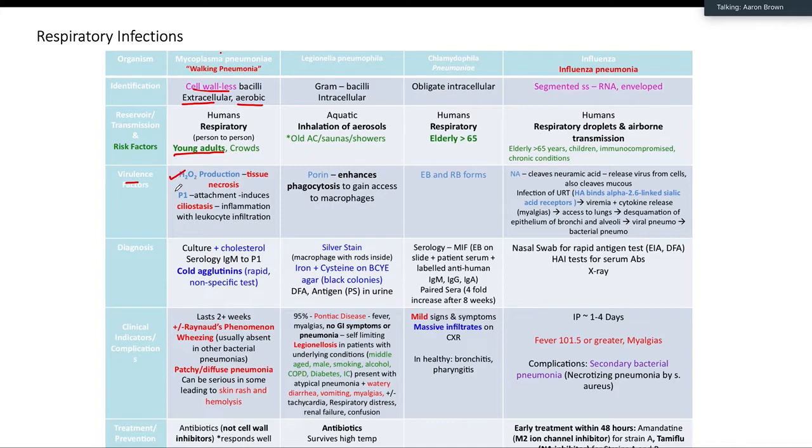Great. Some of the more important things that I'd like you to remember that are special about this is that it's associated with Raynaud's phenomenon, as well as these cold agglutinins. Okay, so cold agglutinins can cause cold hemolytic anemia, where when your blood cells reach the periphery, there are IgMs there that can bind to them, opsonize them, and destroy them. Okay, but that only happens in the periphery.